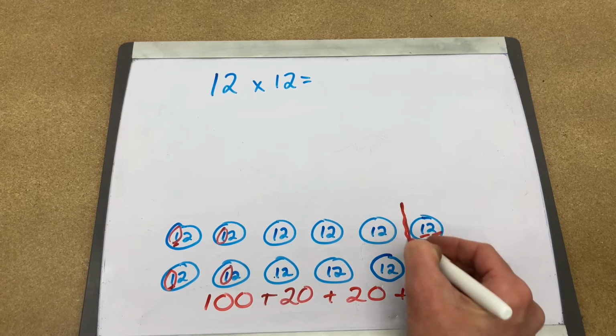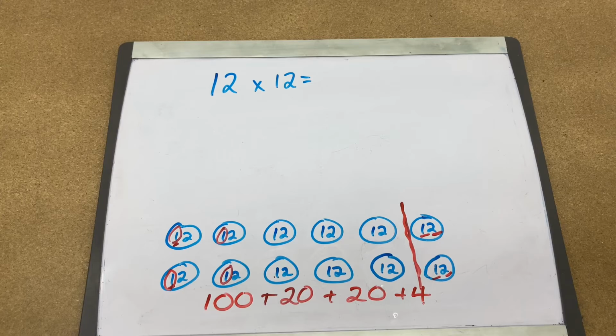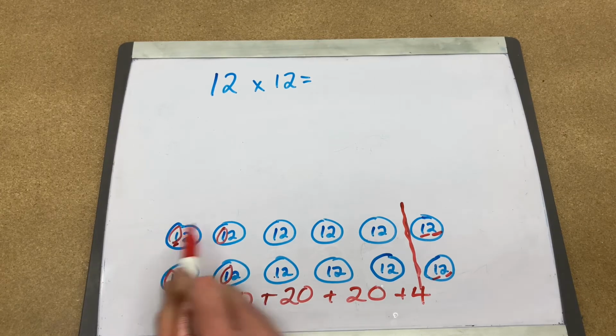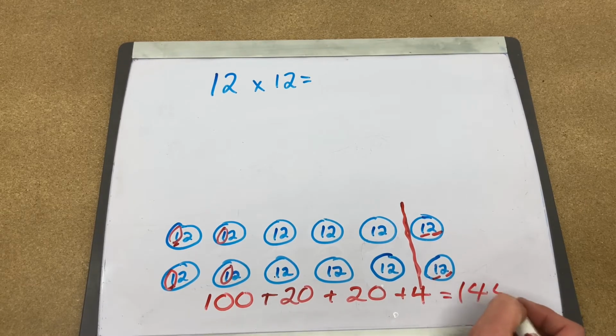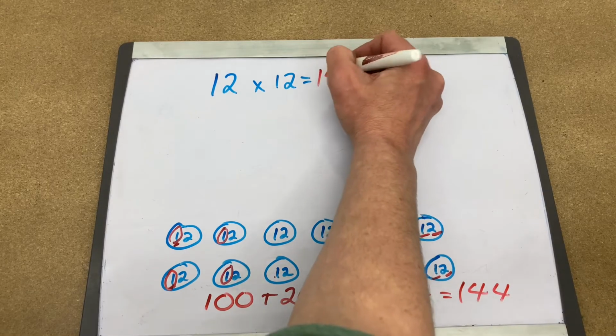The reason I cut it off here is because there's 10 groups and that's a lot easier to calculate when I have 10 times 10 is 100. And then I add them all together. 100 plus 20 plus 20 plus 4 is 144. So I know that answer.